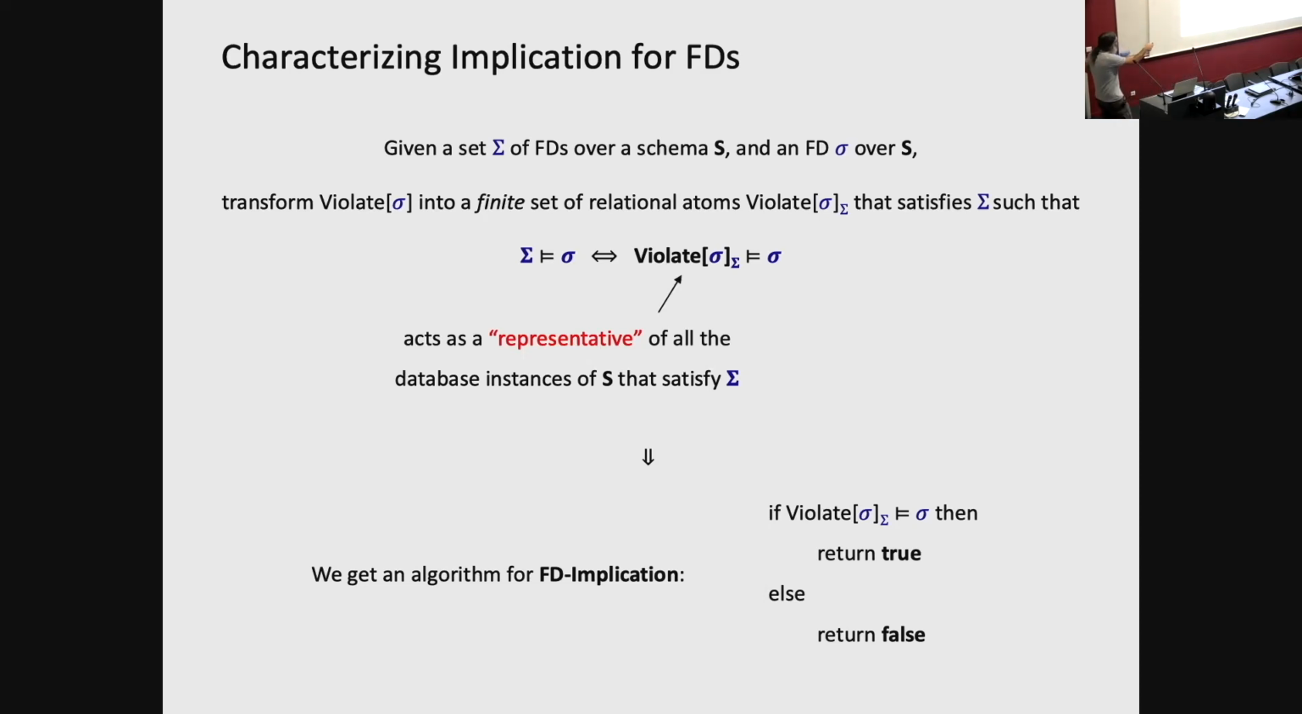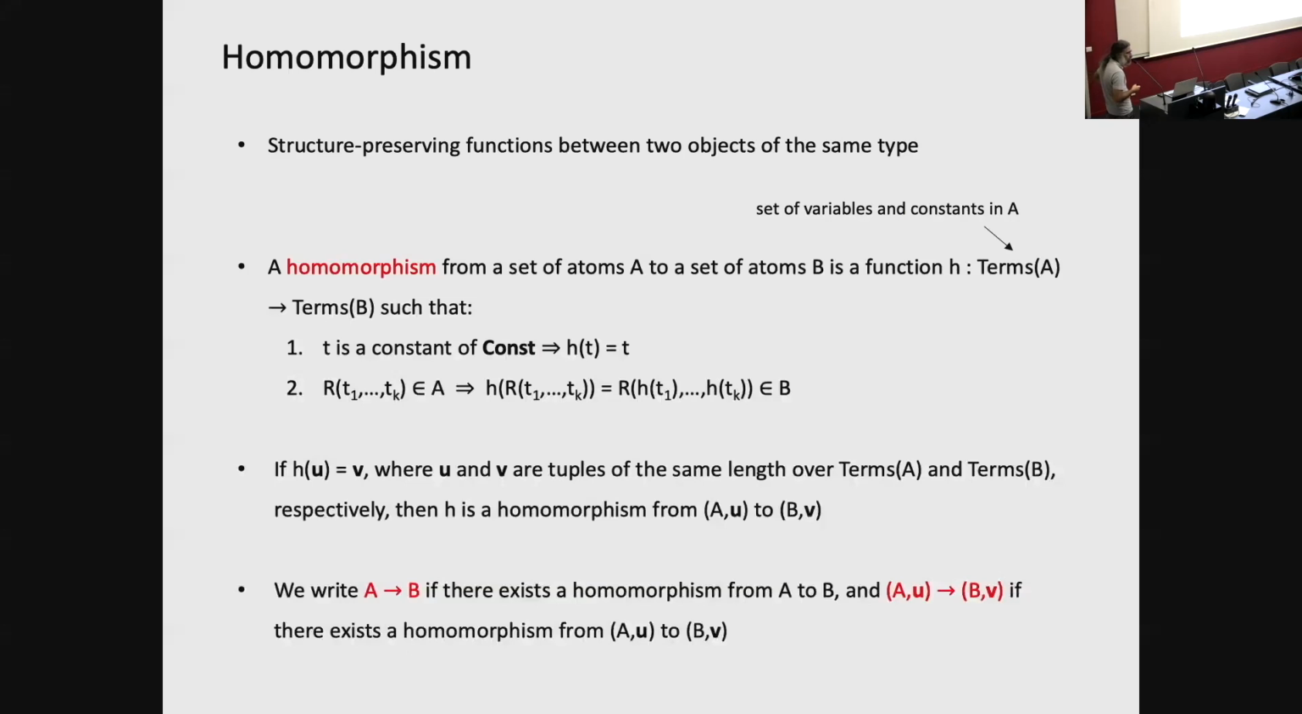Now, I think at this point, it's a good place to introduce the notion of homomorphism in order to explain a bit more precisely what I mean by this representative here. Because this is very sketchy, of course. And to formalize it, I need this notion. I'm pretty sure that most of you or all of you know that, but just to be sure that we are on the same page, let's try to introduce it properly.